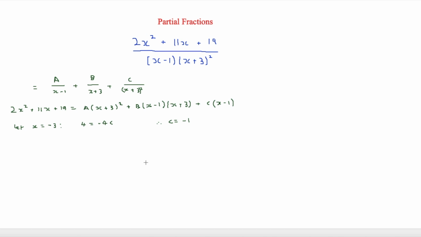Then we're going to let x equal 1, and this is so that we can get what A is. So when x is equal to 1, then what we get is A times 4 squared, which is equal to 16A for this one. And then if we put it into the 2x squared plus 11x plus 19, we're going to get 32. Again, B is going to cancel because we've got a 0 here. But then that means that A is equal to 2.